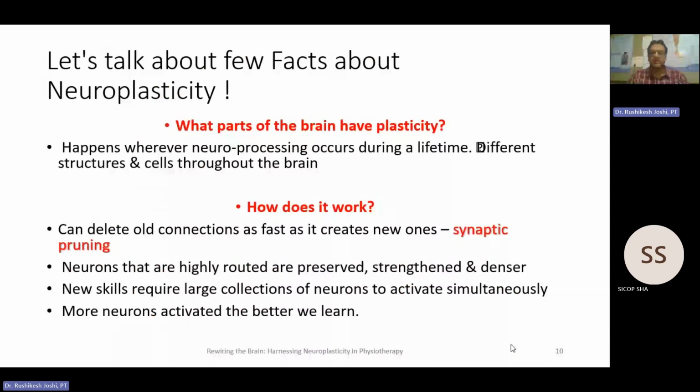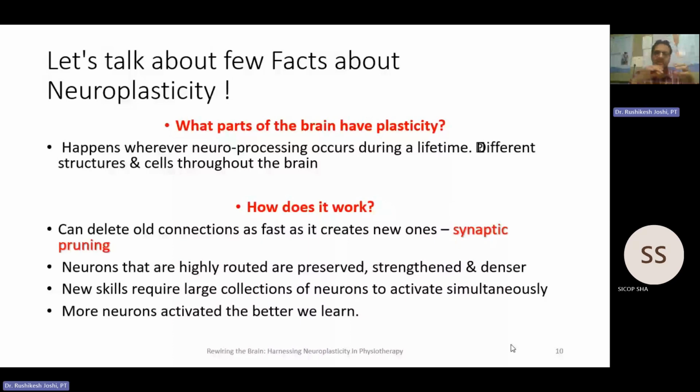Changes, the neuroprocessing occurs throughout the lifetime. All right. And there is no specific area where only that area of plasticity is going to happen. No. Different structures in all the areas, they have capacity to modify itself throughout the brain. All right. And how does it work? It works on the theory that old connections are being removed and new connections are sprouting out.